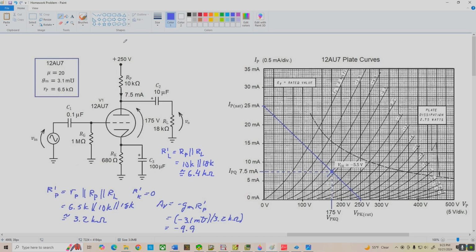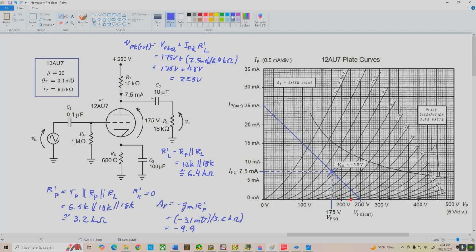Let's start by finding V sub PK cutoff, which is VPKQ plus IPQ times R prime L. All right, VPKQ is 175 volts plus 7.5 milliamps times 6.4 K ohms. That's about 175 volts plus 48 volts. So our VPK cutoff is 223 volts, and that's close enough to 225, so we'll just mark that over here, and we'll use red to mark that endpoint right here.